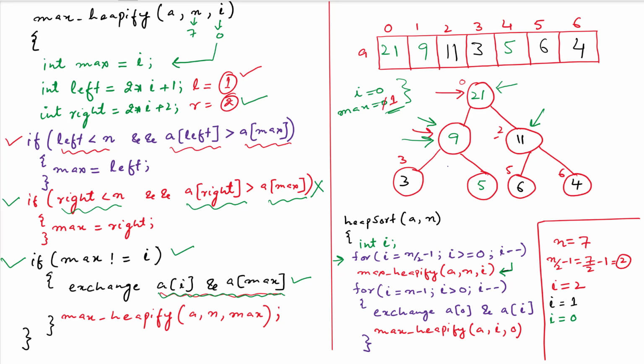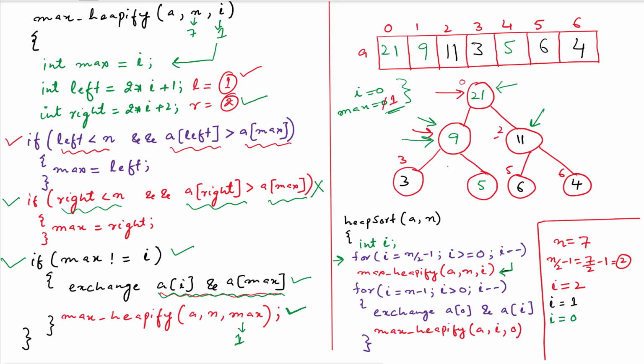Okay, and now we come down and we will reach this statement. Here again what we do is we call max heapify with the new value of max, and that is 1 in this case. Okay, max has value 1, so this procedure is called again, and here the value of I this time is 1.